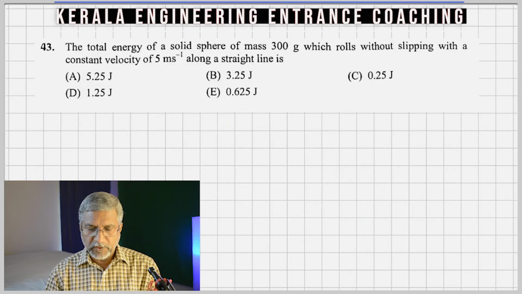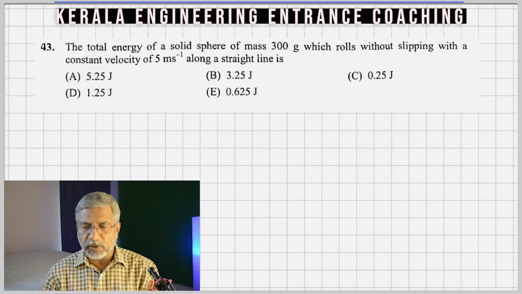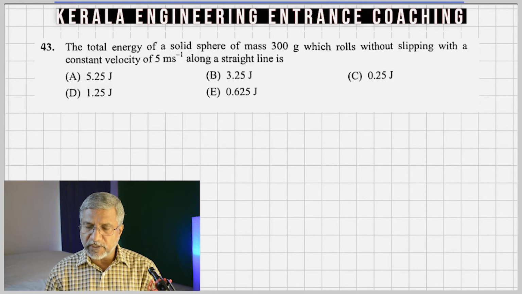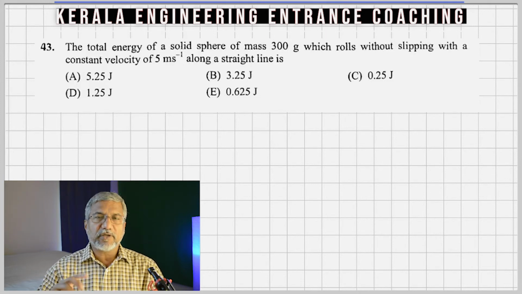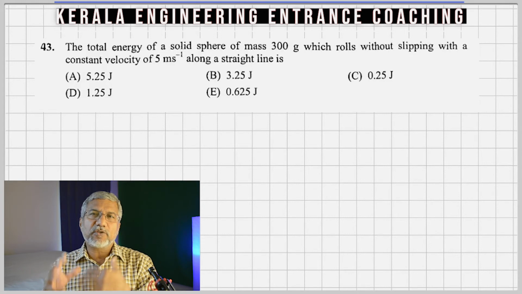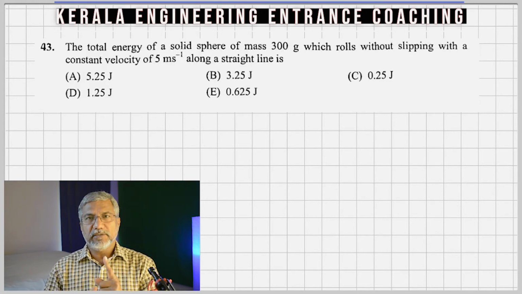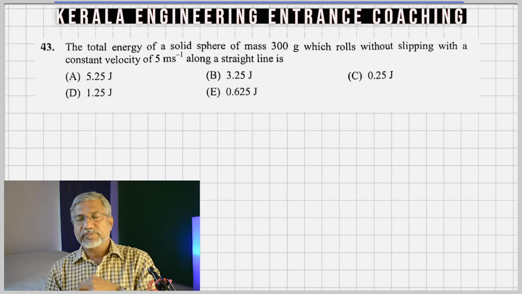Okay? All right, so number 43. The total energy of a solid sphere of mass 300 gram, which rolls without slipping with a constant velocity of 5 meters per second along a straight line. So you have a solid sphere and it's rolling. So when it's rolling, there are two types of motion here. One, it's rotating. Two, the center is moving in a straight line.